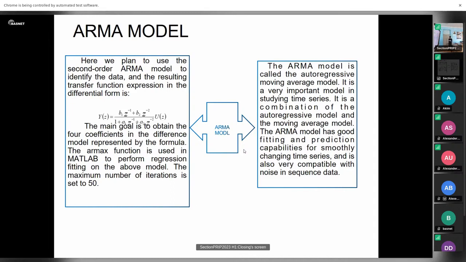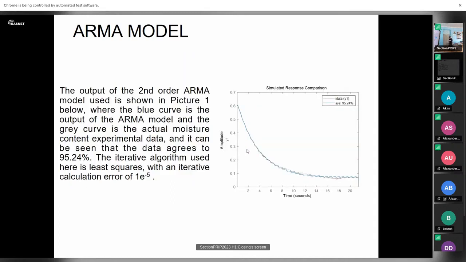And the author of the two and the other model used previously in the picture below, where the blue line is the output of the model and the green line is the actual, and it can be seen that the model interpretation can increase.